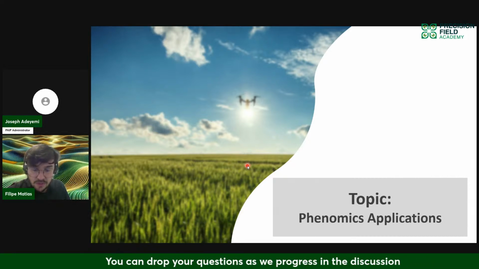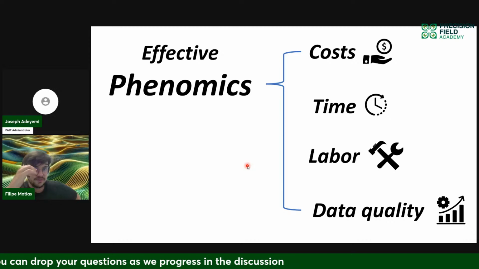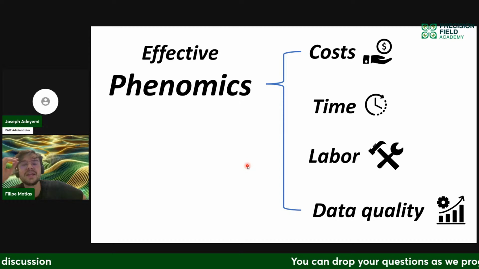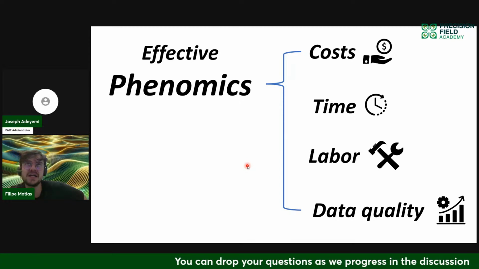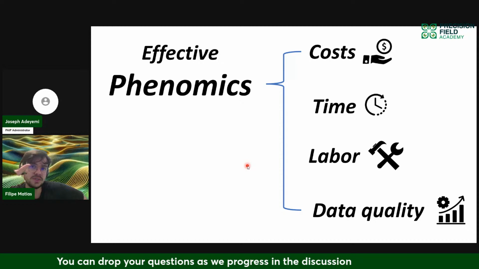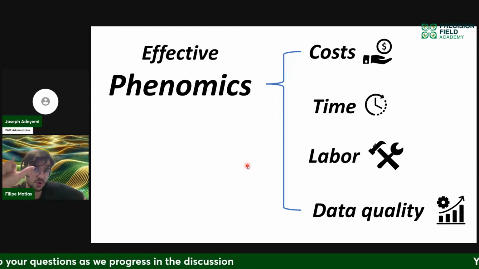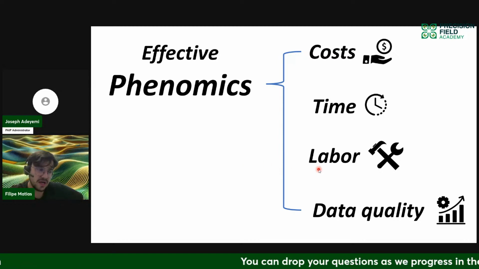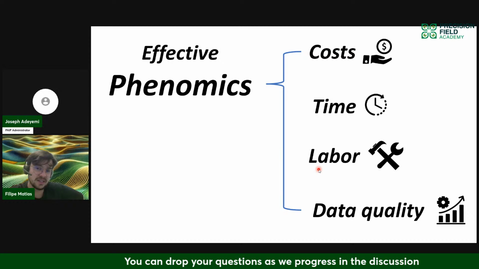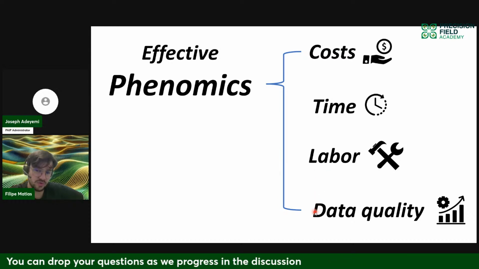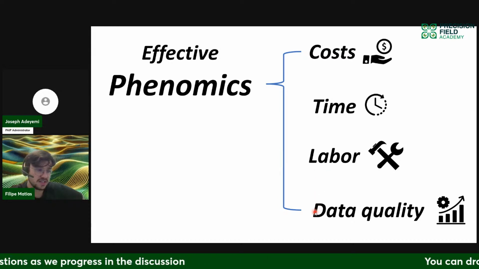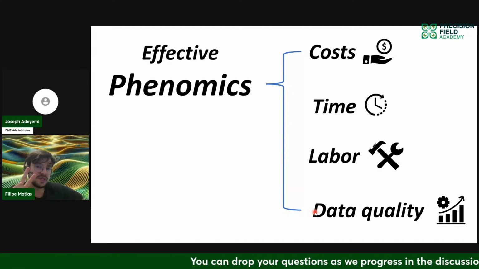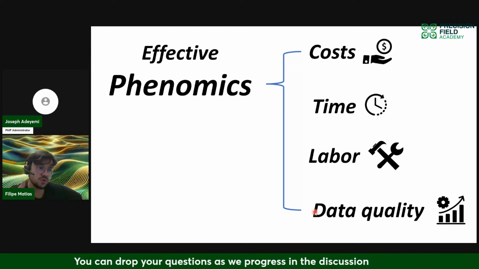To talk about phenomics applications, first of all, the phenomics concept is very important. When you are deciding whether or not to use phenomics, it's important to see if the new method is reducing costs, time, improving the labor quality of life, or reducing the risks of having someone in the field, and also improving data quality. The secret here is if your new method to use digital phenotyping is improving at least two of those four topics, you are good to go.